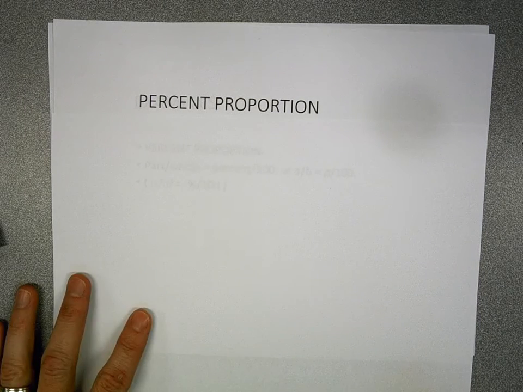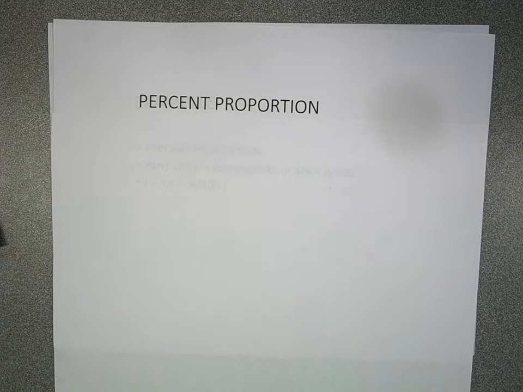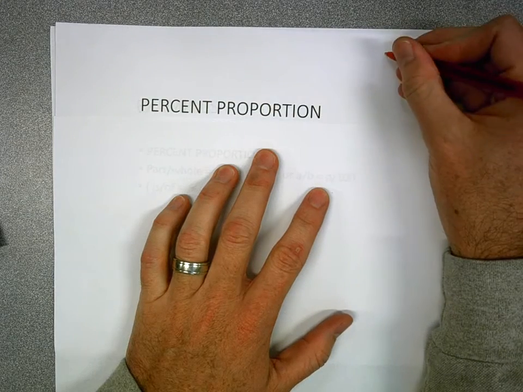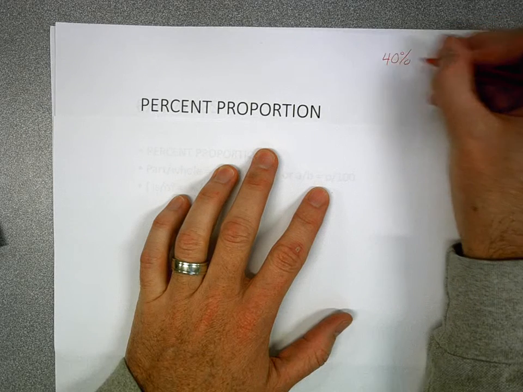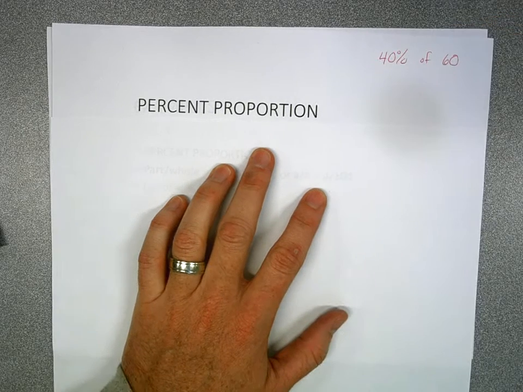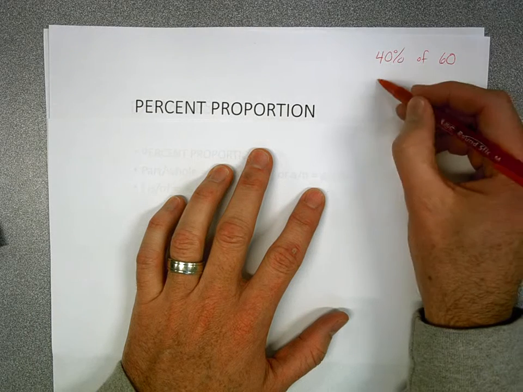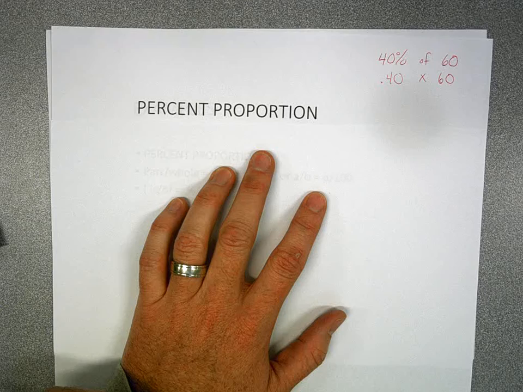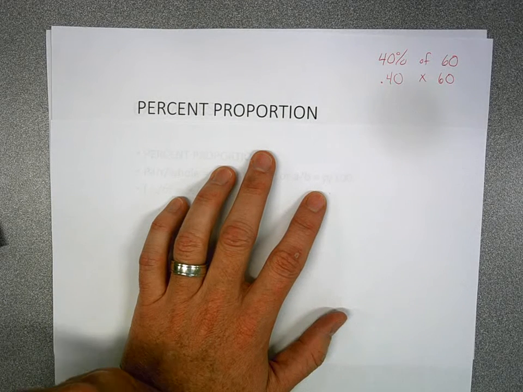Okay, so as we get into our chapter on percents, I want to introduce something to you guys. Probably, more than likely, in elementary school, you guys at some point did percent problems. And a lot of the percent problems we did may have looked like this. 40% of 60. And then probably what you did is you changed this to a decimal, that to multiplication, and multiplied.